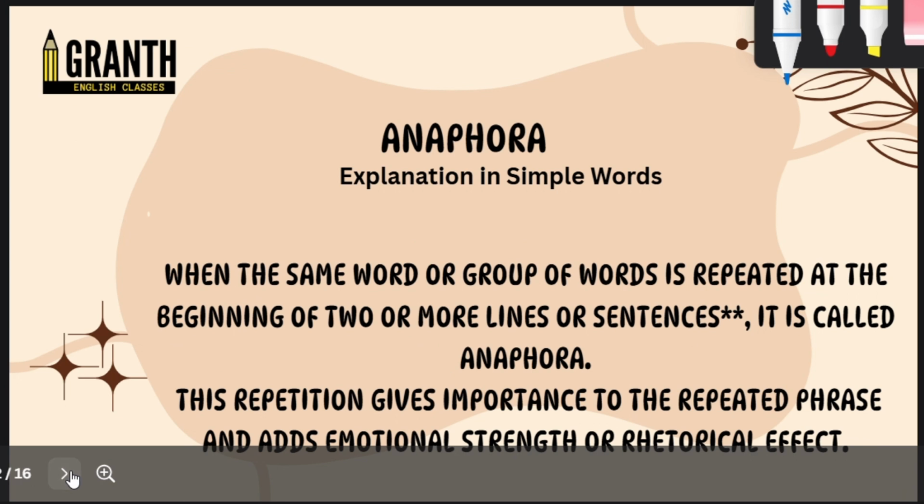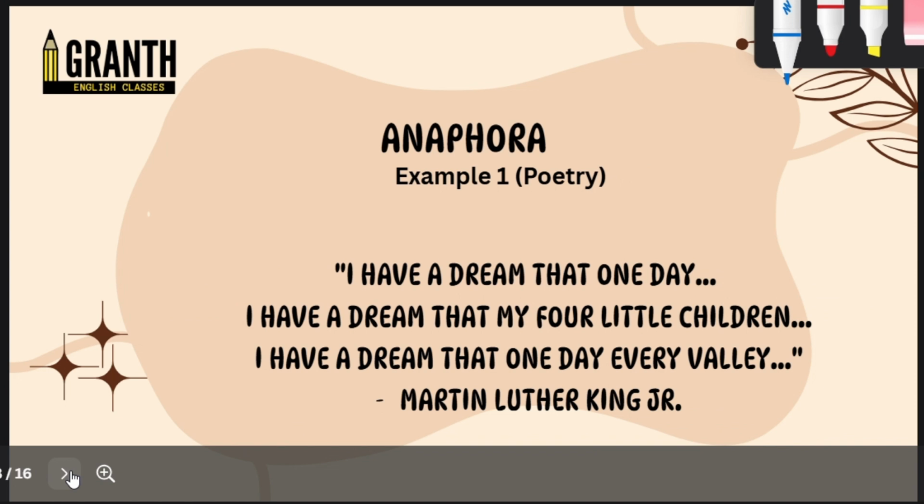Now, the first example comes when the same word or group of words is repeated. This is the first example. I have a dream that one day, I have a dream that my four little children, I have a dream that one day every valley. Now this is from Martin Luther King Jr. Now what is repeated here? I have a dream, I have a dream. We are not going into the explanation of the line. We are just seeing the figure of speech that is being used. Basically you have to concentrate on that.